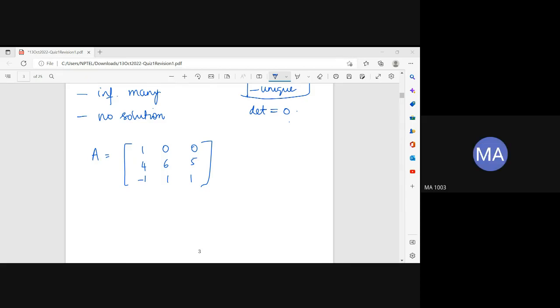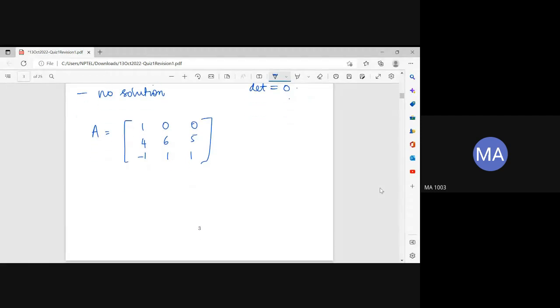If your mic is not working, you just put it in the chat. If there is any important doubt, someone can unmute and tell me. I'll clarify that. Okay.